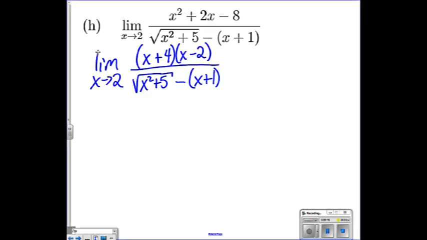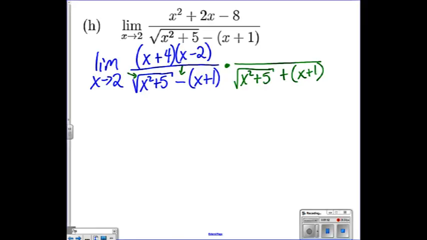Because I think it's going to help us in terms of setting up our conjugate. So what we're going to do is, because we want to get rid of this square root on the bottom, we're going to multiply by the conjugate. So we have the square root of x squared plus 5. And now, because it's showing a negative in the middle, the conjugate of that would be multiplied by the positive in the middle. Then we also have our x plus 1.